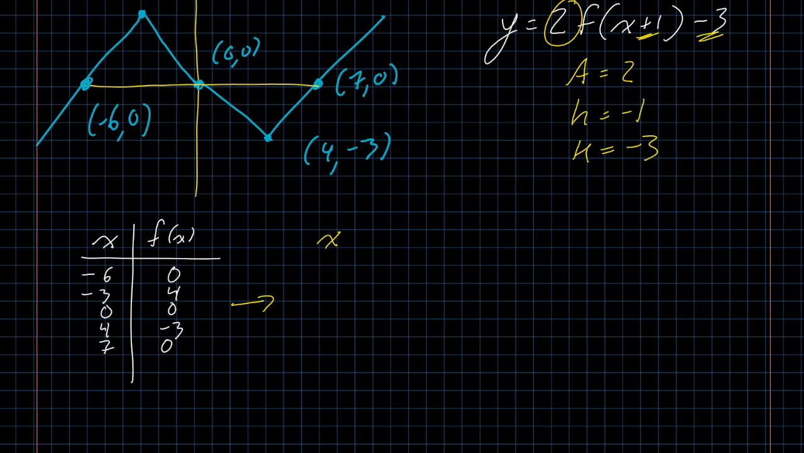So my x is going to stay the same, and then I'm going to have 2 times f of x as my other column. All right, so all of my x's stay the same. All of my y values get multiplied by 2. The points that were 0 stay 0. The points that weren't get doubled.